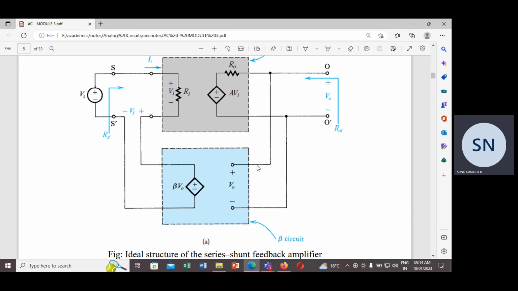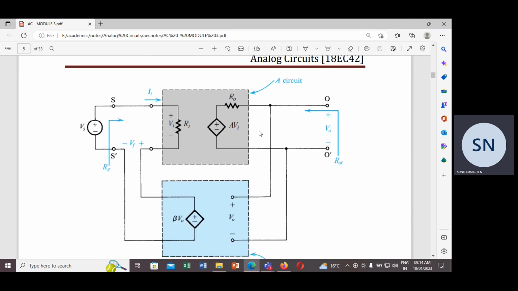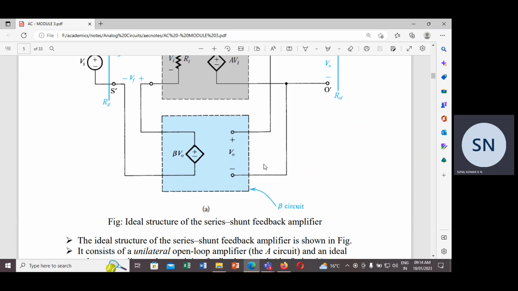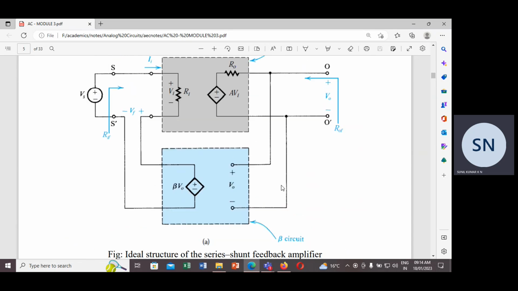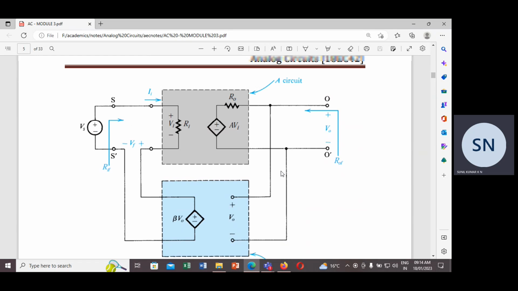At the same time, since the output is of shunt type, when we calculated the output resistance, we found that the output resistance of the amplifier proper is given by R0. But when you employ a feedback circuit, the output resistance of the entire circuit gets reduced by a factor of 1 plus A beta. So when you calculate ROF, the output resistance with feedback, ROF will be equal to R0 divided by 1 plus A beta.